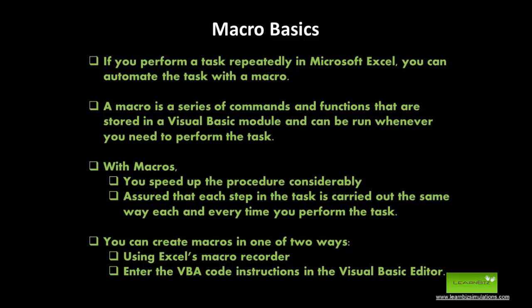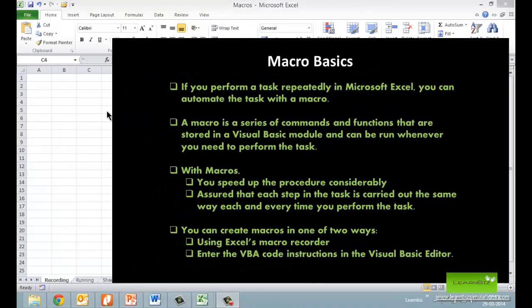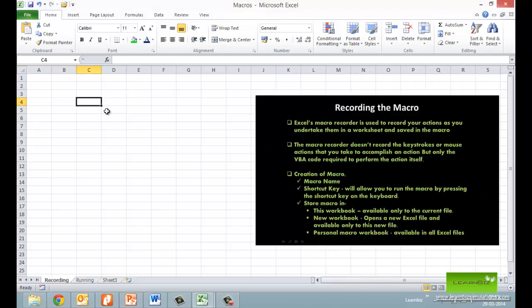You can create macros in one of two ways. Use Excel's macro recorder to record your actions as you undertake them in a worksheet, or enter the instructions that you want to be followed in VBA code in the Visual Basic editor. Either way, Excel creates a special module sheet that holds the actions and instructions in your macro. The macro instructions in the macro module are stored in the Visual Basic for Applications programming language.